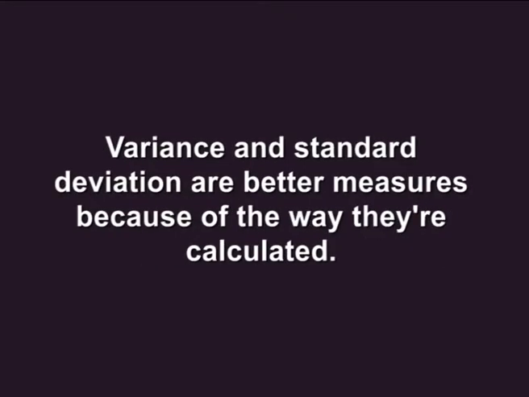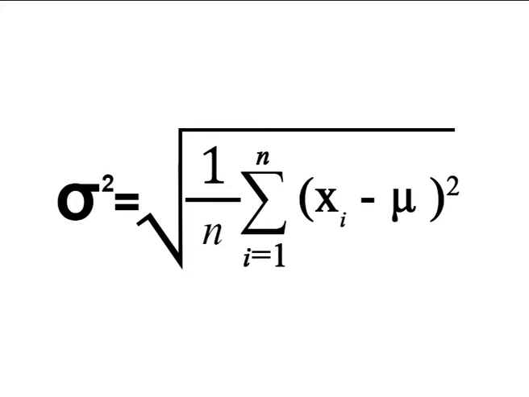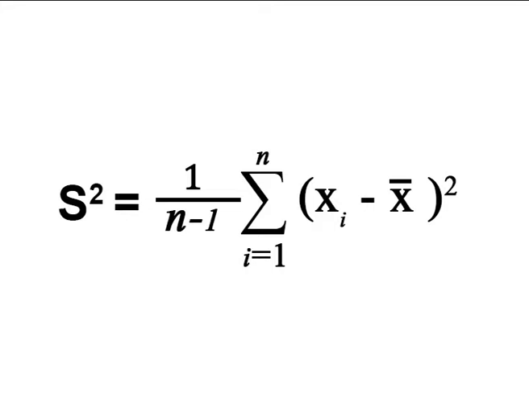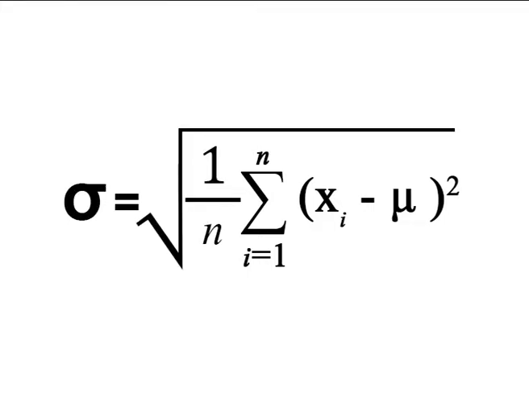Variance and standard deviation are better measures because of the way they are calculated. The population variance can be calculated as shown on the screen, where mu is the population mean. The sample variance is given by the formula where x bar is the sample mean. Standard deviation is simply the square root of the variance. So, we can calculate it by taking the square root of the above variance formula.